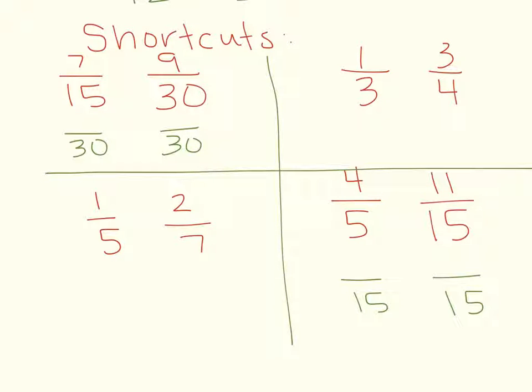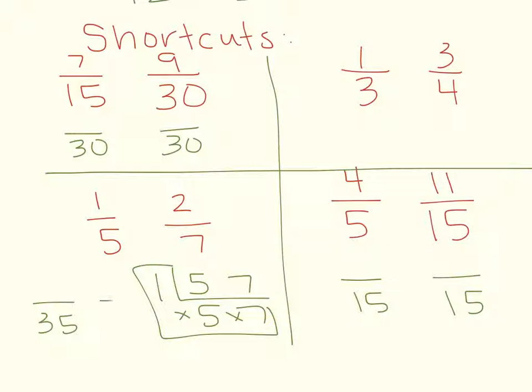The other shortcut is with numbers that have nothing in common, like 5 and 7 and 3 and 4. When they have nothing in common, you multiply them. If you don't believe it, here's why. Nothing in common except for 1. The L would be those numbers multiplied. 1 times 5 is 5 times 7 is 35. Common denominators will be 35.